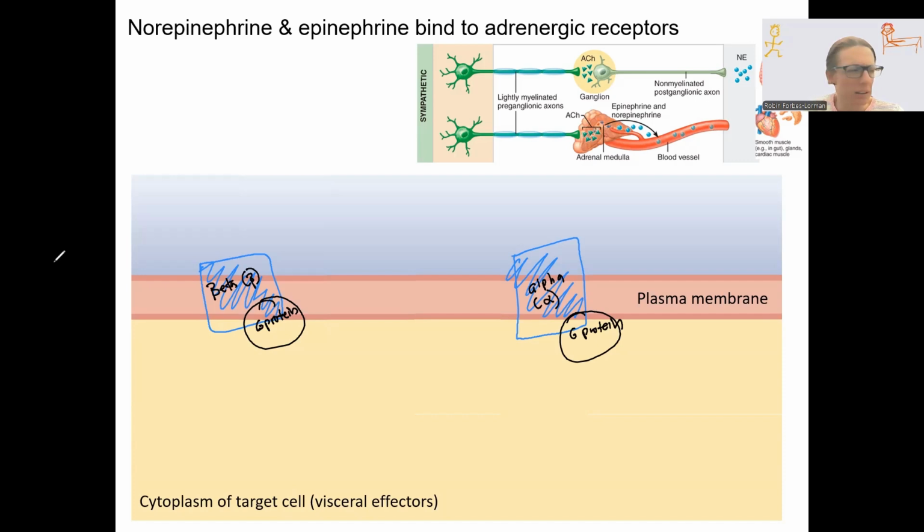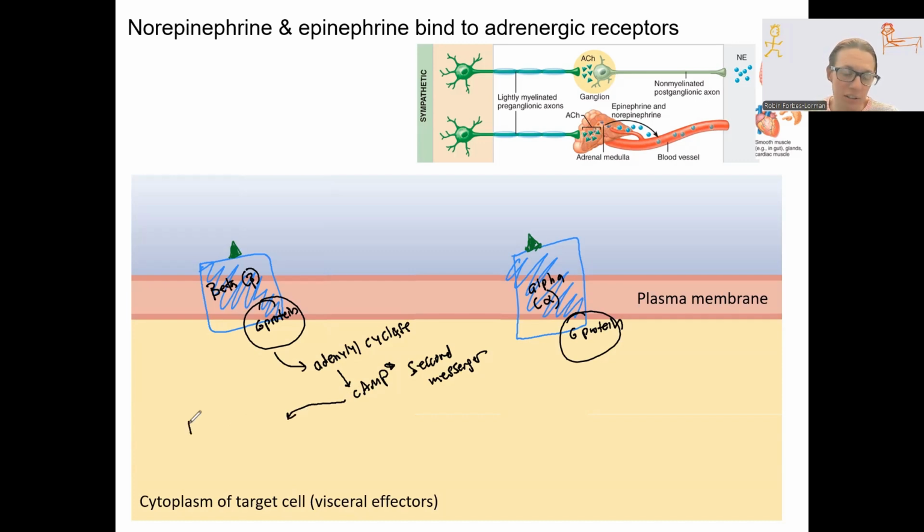The ligand, I'll make it the same color that I have in that image on the top. So it's that green triangle going to bind to the receptor, cause that G protein to dissociate and activate. On the beta receptor, it's going to activate adenylyl cyclase, which is an enzyme that activates cAMP. cAMP is our second messenger, the messenger that's inside the cell, and it's going to then have effects.